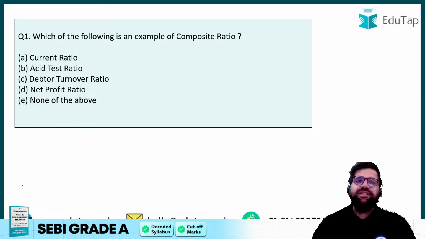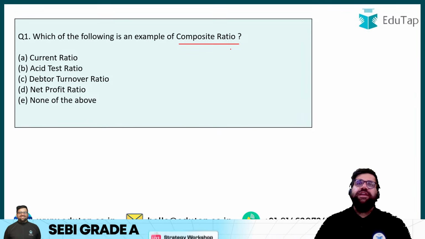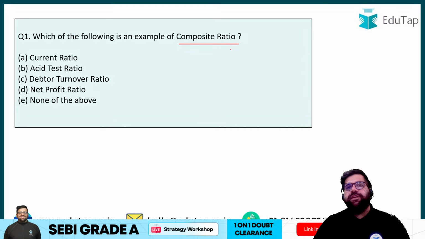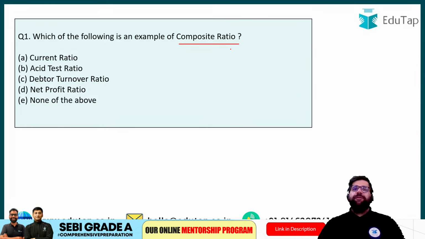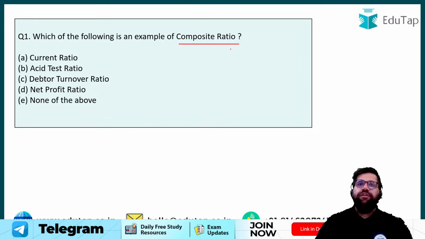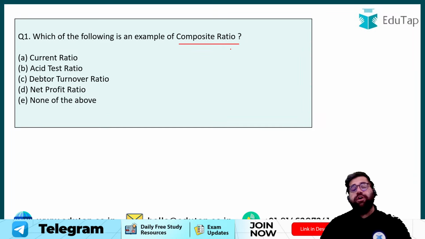Which of the following is an example of composite ratio? Composite ratio means what, my friend? That particular ratio wherein you need data from the income statement or from the balance sheet or from other different financial statements. In a ratio, there is a numerator and denominator. And if you are getting data of numerator from the income statement and denominator from the balance sheet, or vice versa, then definitely it's a composite ratio.